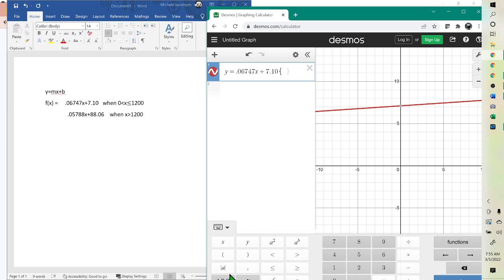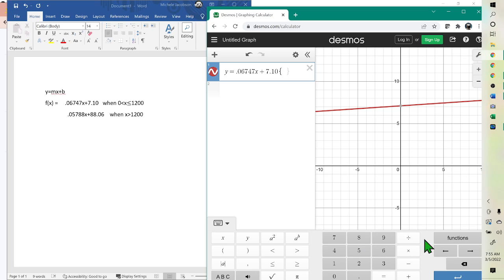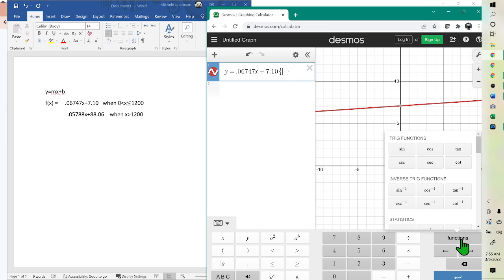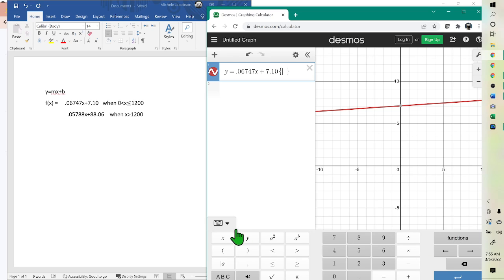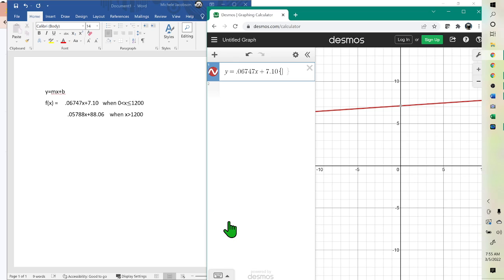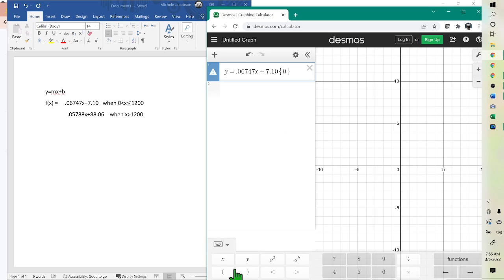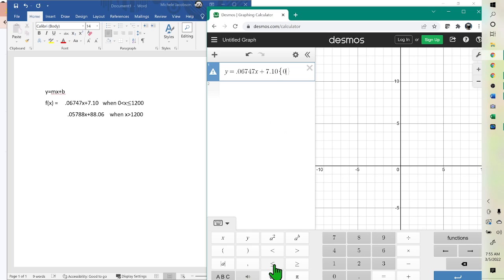It might also be down here. I didn't look. It's probably in here somewhere, but it's on your keyboard next to the right of the P. And then you put 0 less than or equal to x less than or equal to 1200.